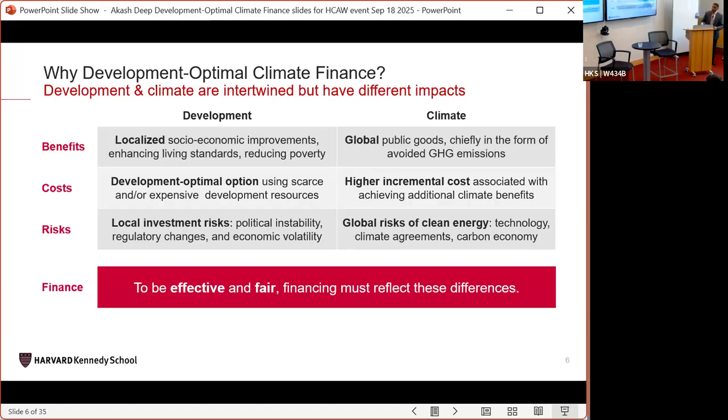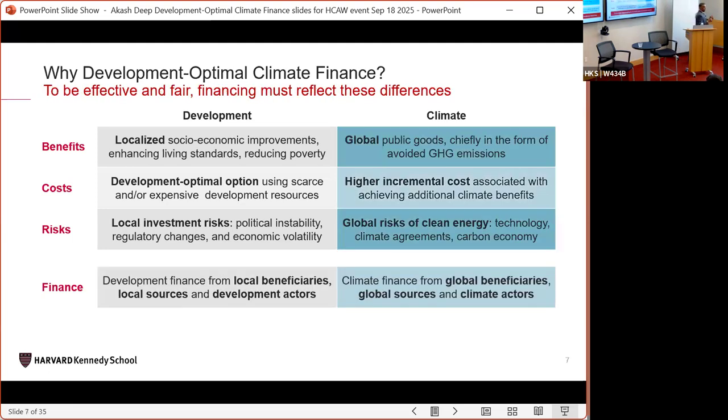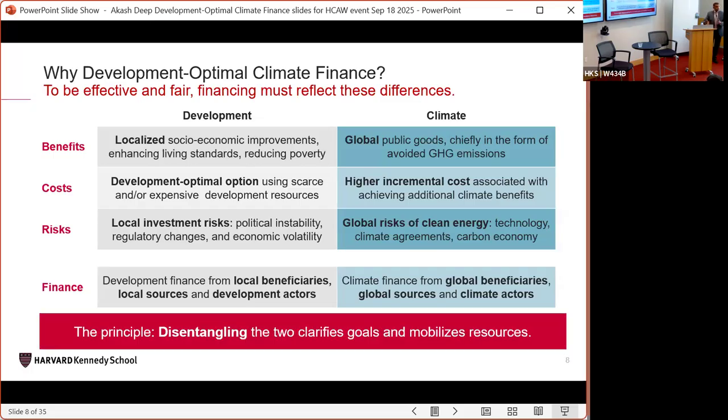Right? And so the goal of this concept of development optimal climate finance is to disentangle climate benefits, costs, and risks from those of development and use that as a way to mobilize resources, to source it from different places. The place where climate finance comes from is different from where development finance comes from, and to be able to make that distinction. So that is broadly what development optimal climate finance is. It is trying to think about what the development goals are, let's optimize that, and let's think about climate finance.